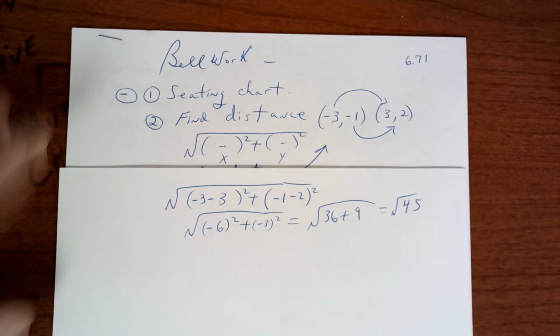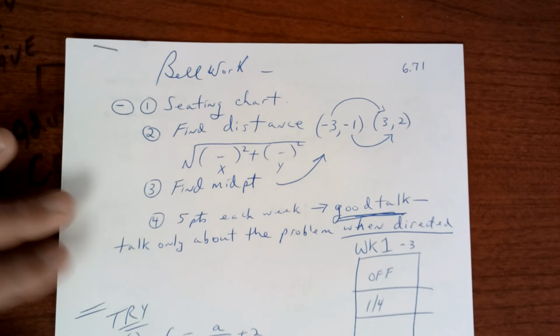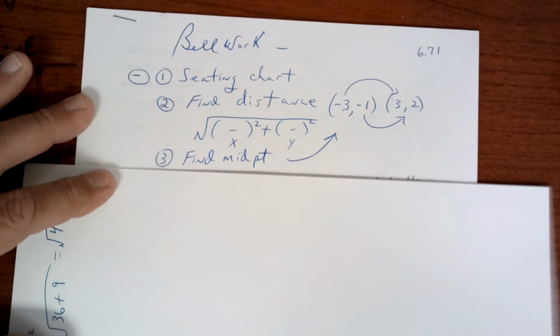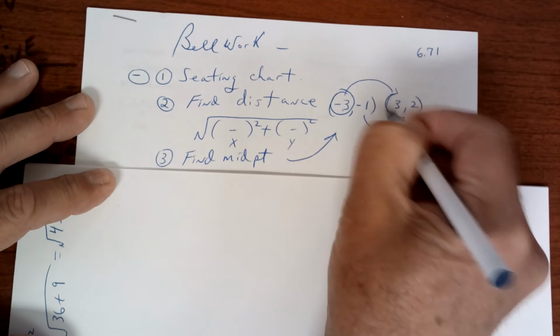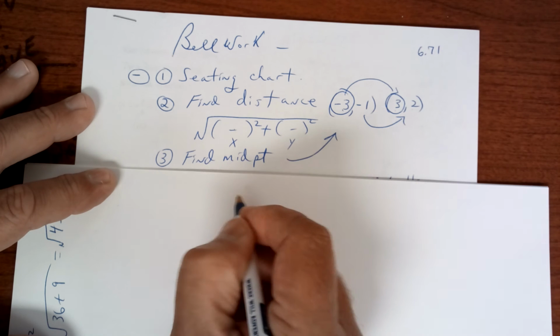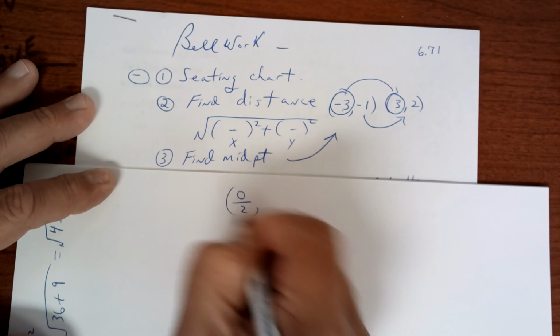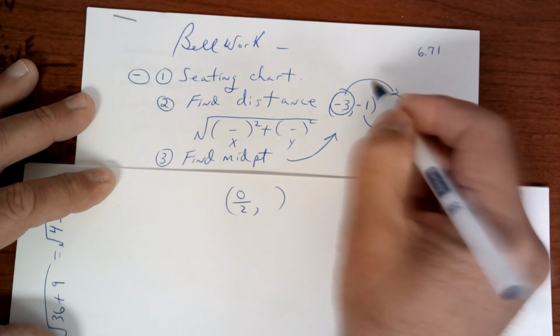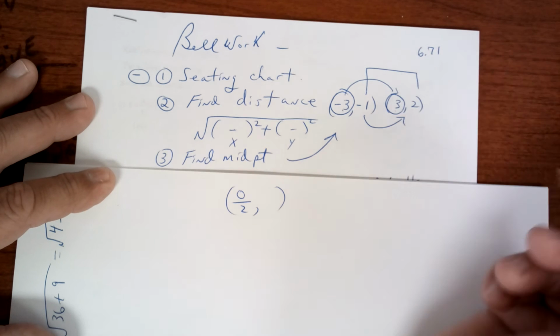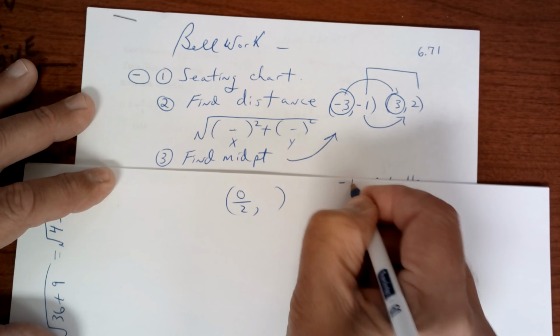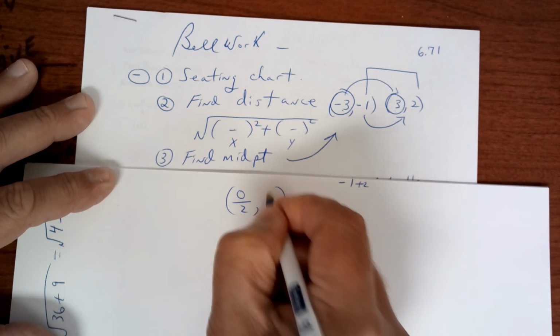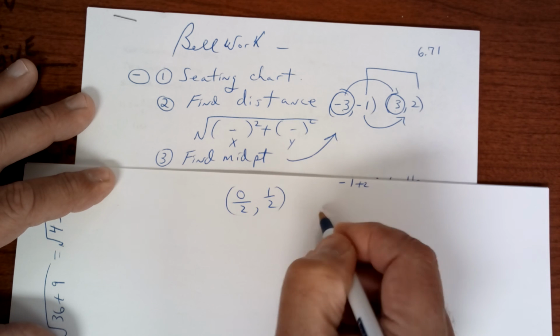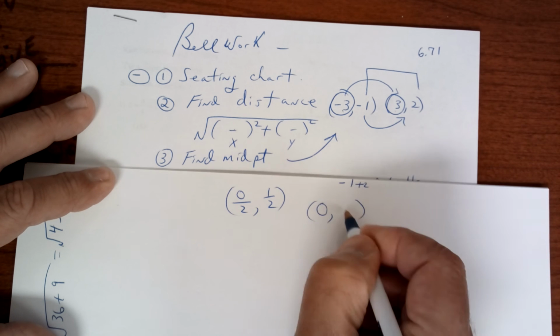On the next one here, find the midpoint. Midpoint, you're going to add up your x's. The first one. Well, that gives you 0. And you're going to divide by 2. You're going to add up your y's. The second one. -1 plus 2 is a 1. So your midpoint is going to be 0 and 1/2.